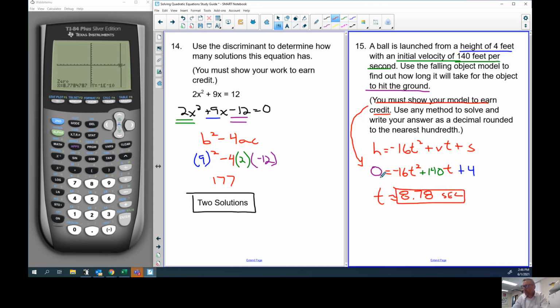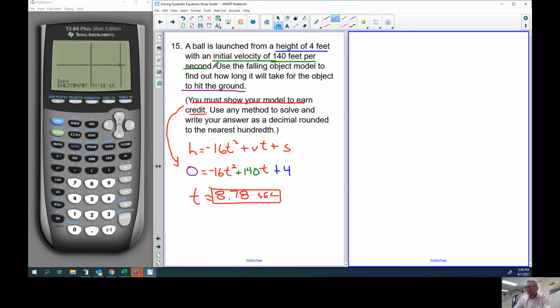Okay, could we have used the quadratic formula? That is probably the other way to do this. Oh, sure. Why don't we do it? So t equals negative b, negative 140, plus or minus the square root of the discriminant.